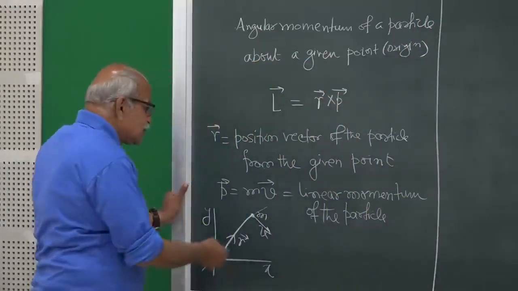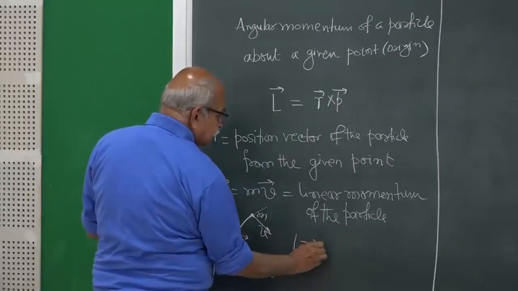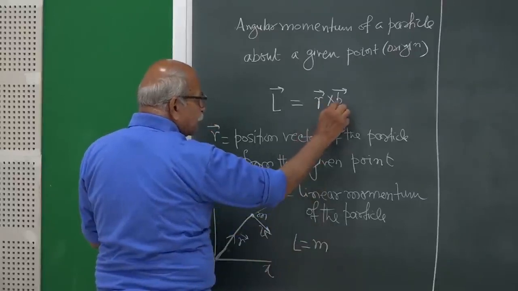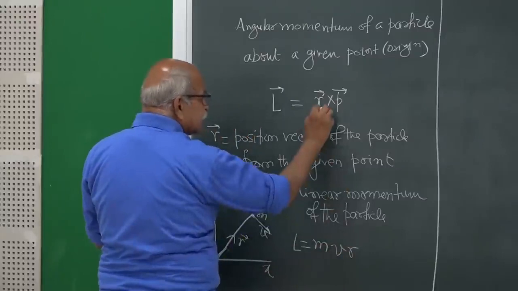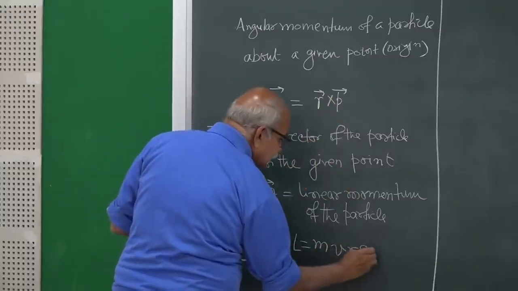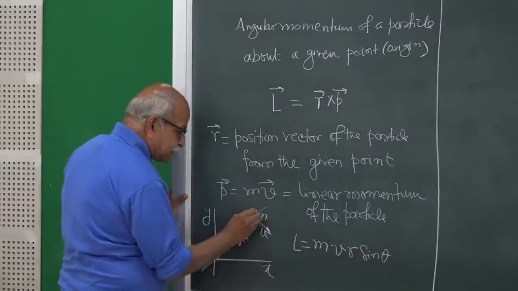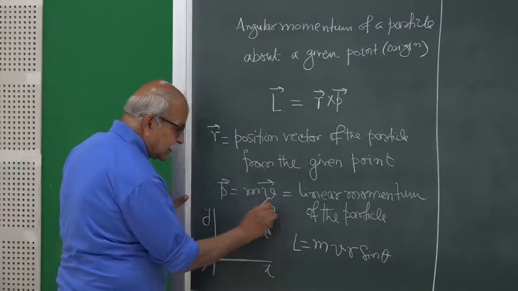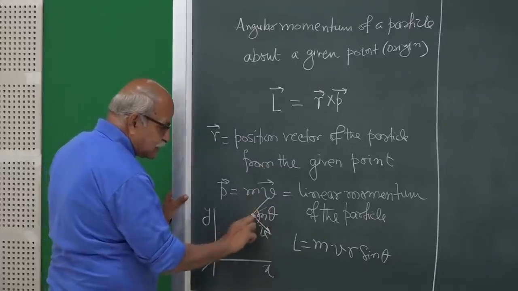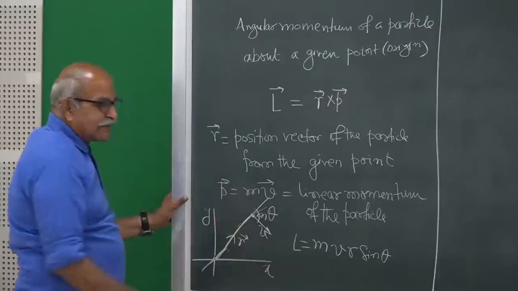Correspondingly, the magnitude of course is mass times velocity times this distance r, m v r, and then the sine of the angle between the two. So, this is the r vector, this is the p vector, and this angle is theta. So, the magnitude of this r vector, times the magnitude of the linear momentum vector, multiplied by sine theta, that is the magnitude.